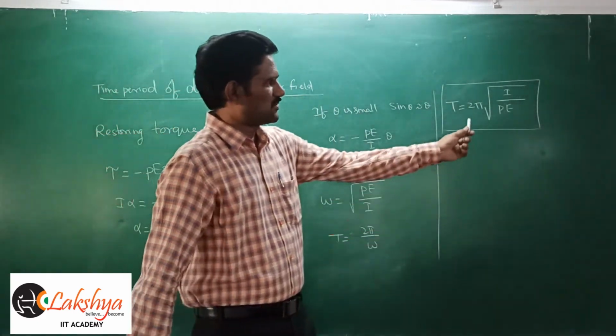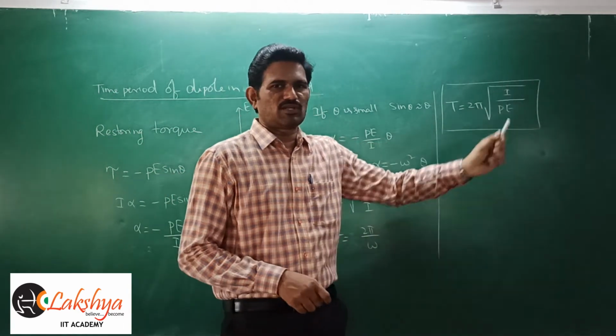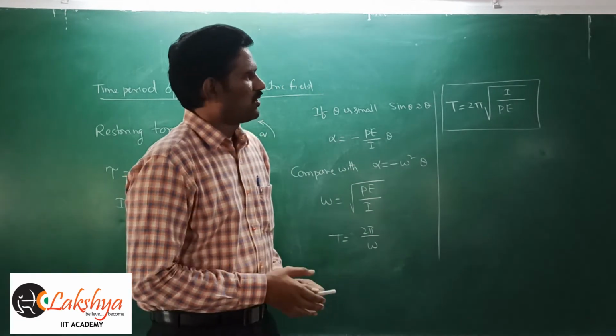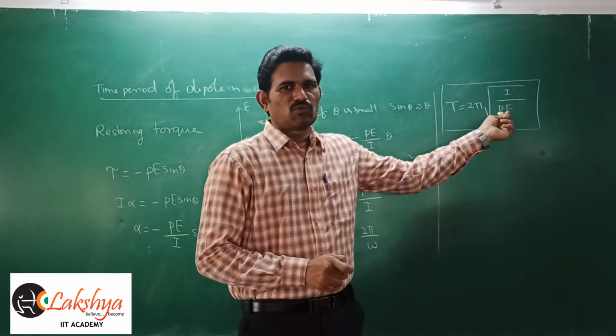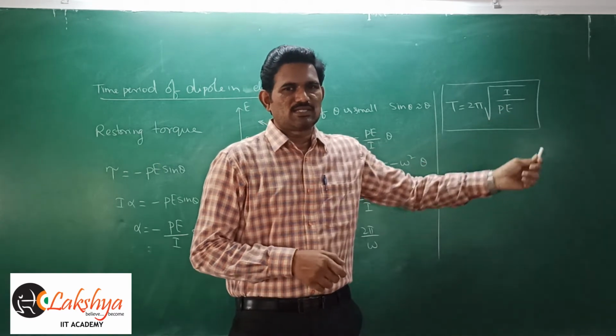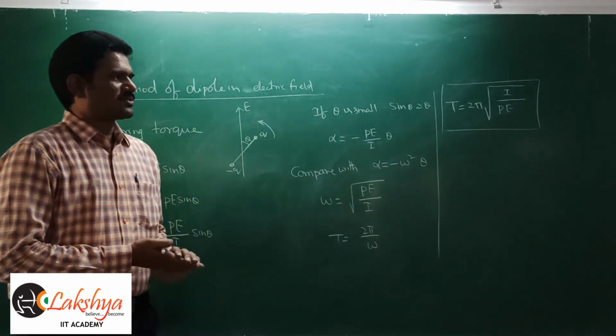See once again, in this 2 pi under root of I by PE, I is the moment of inertia of this dipole about its center of oscillation, P is the dipole moment of the dipole, and E is the intensity of the electric field present in the region. So that is a simple expression for this.